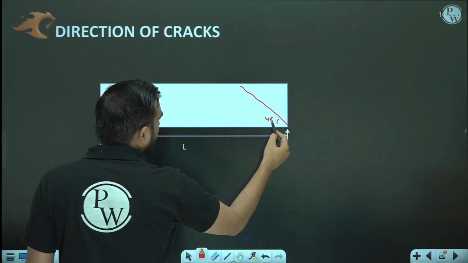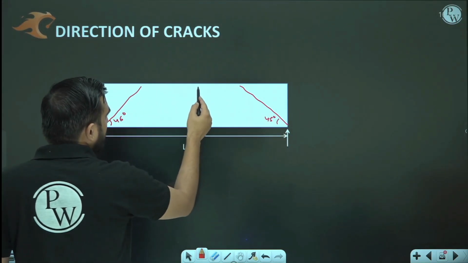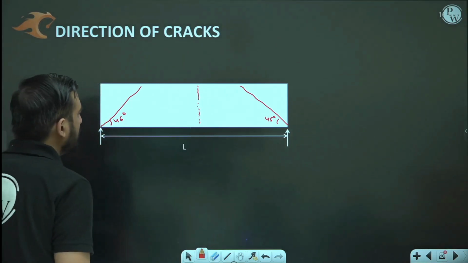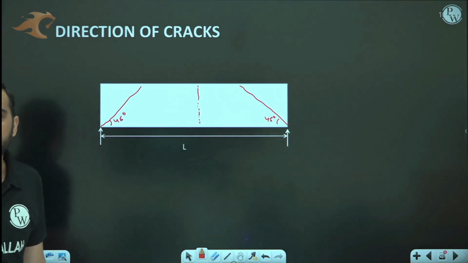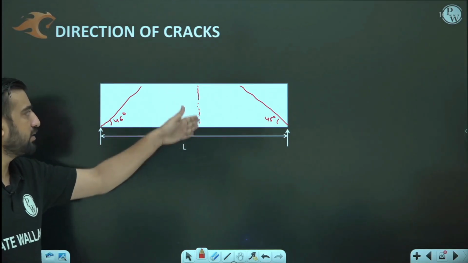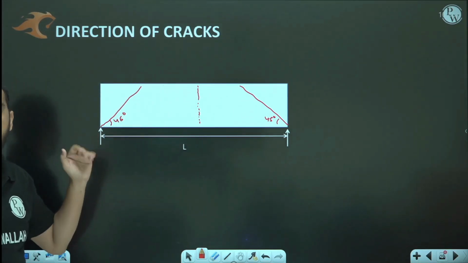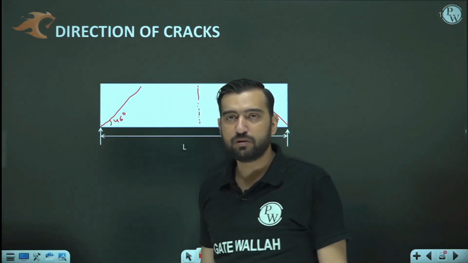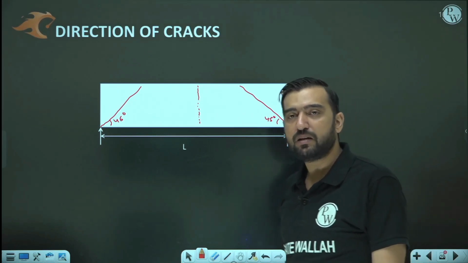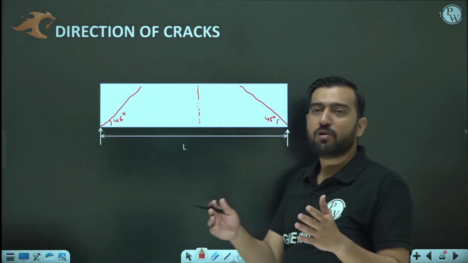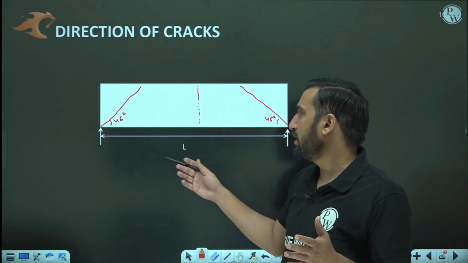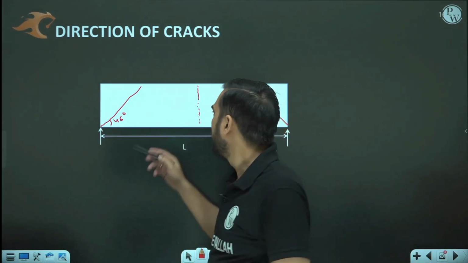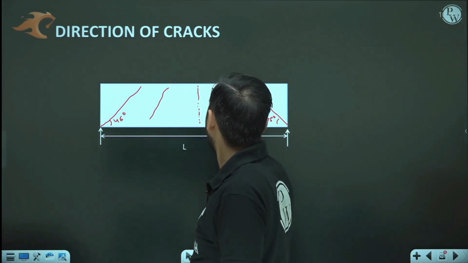As you are approaching towards the center, these cracks are not due to shear. These cracks are due to flexure, and due to flexure these cracks are almost vertical. Anywhere between the end and the center of the beam, if we look at the direction of cracks, it might lie between 45 degrees and 90 degrees. It would be like this.